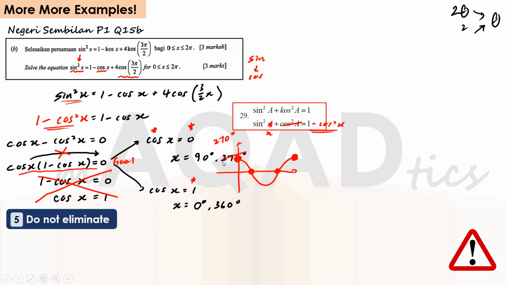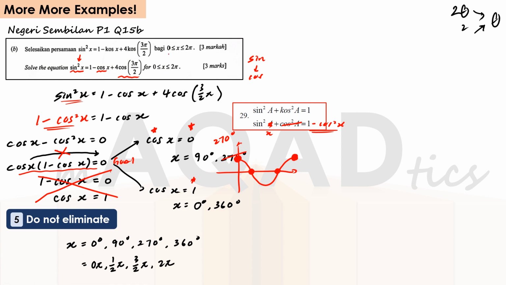Okay, so we need to combine them together, and again look at the range. We have 0 to 2 pi, so this needs to be in radian format. So all the values here we need to multiply by pi over 180, and technically for the 0 we shouldn't have pi. Okay, so this would be the final answer.